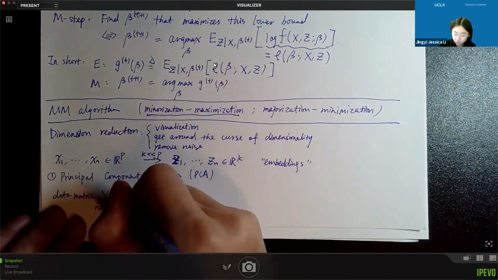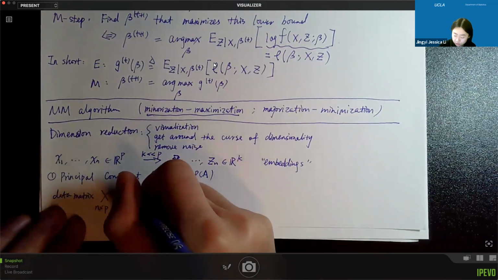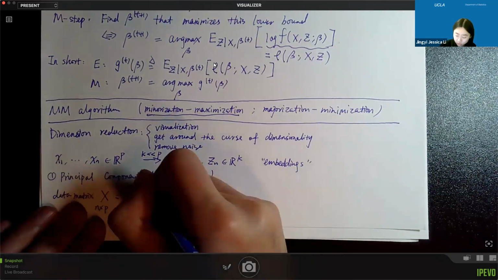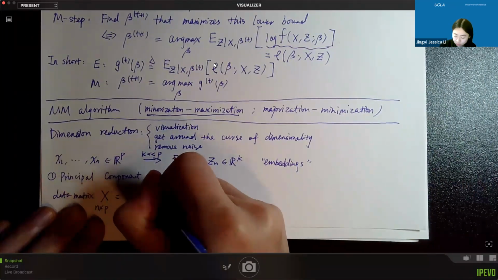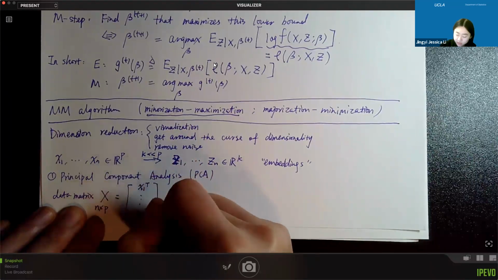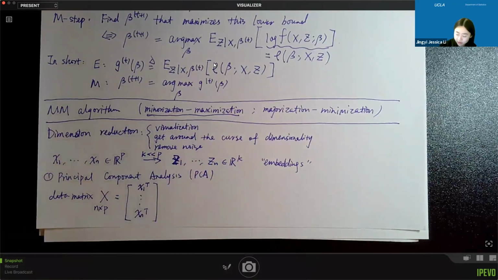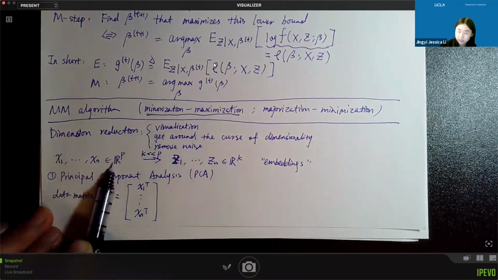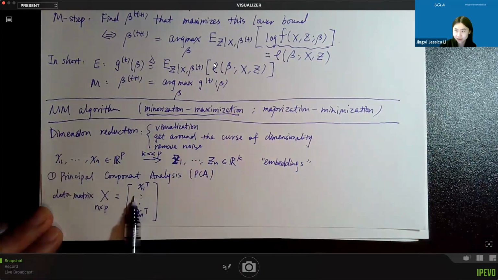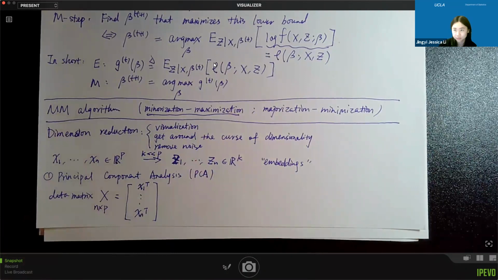So we have two ways to write it. The first way is to write out the observations as n rows. So we often write x1 transpose to xn transpose. Each xi itself is a p-dimensional point vector. Now we are going to put it as a row, so we take the transpose and stack them.